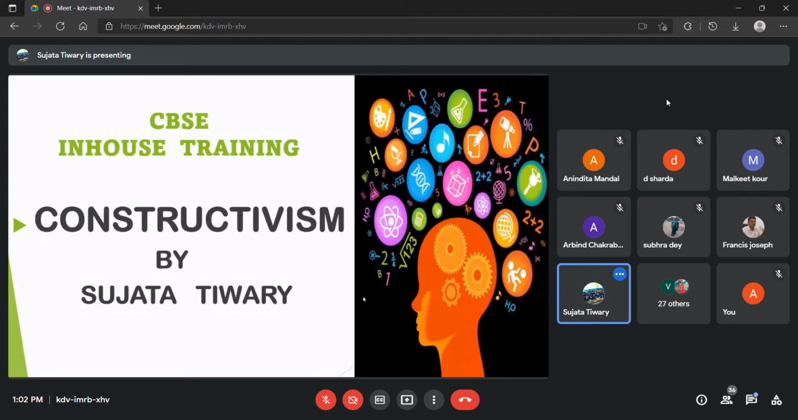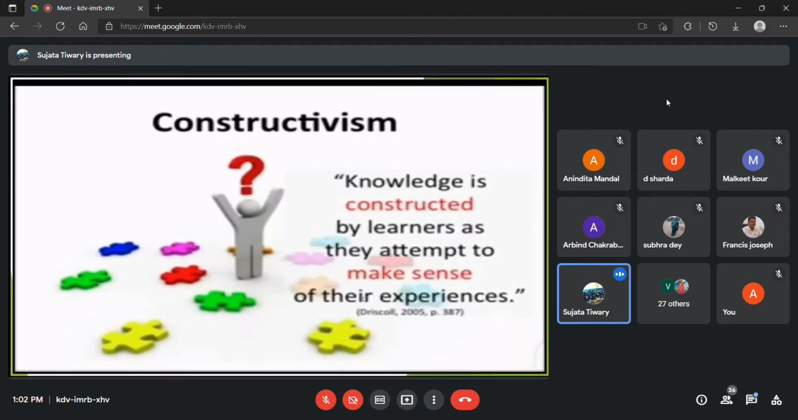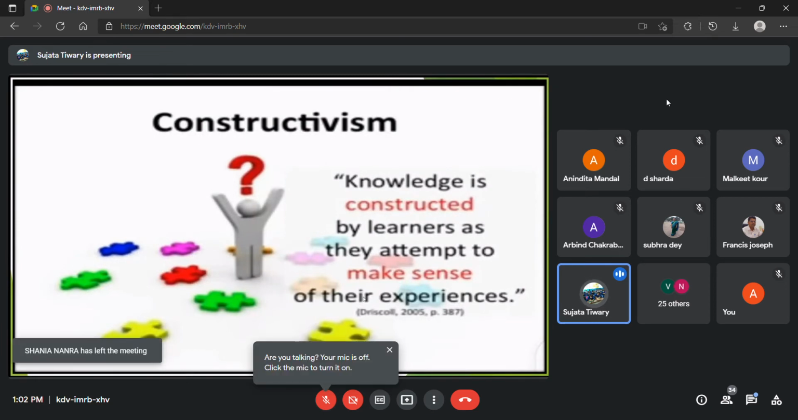So, see, now constructivism, question mark. So many blocks are shown in this slide to build the knowledge. So knowledge is constructed by learners. Who is the constructor here? The learners, as they attempt to make sense of their experiences.